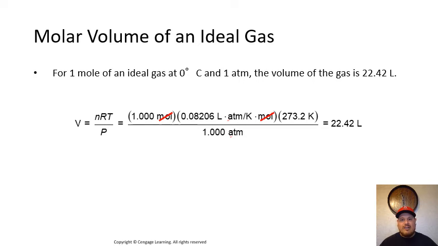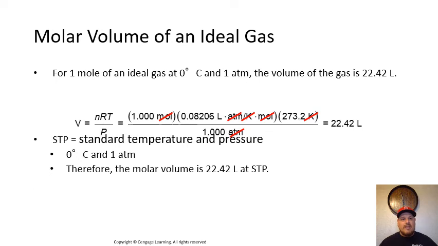So we're going to cancel all these out, and it shows us going through all of that, and we get this. Whenever you see STP, what that means is standard temperature and pressure. Standard temperature and pressure are 0 degrees Celsius or 273 Kelvin and 1 atm. Therefore, the molar volume is 22.42 liters at STP. So at standard temperature and pressure, the molar volume of what you have is 22.42 liters.